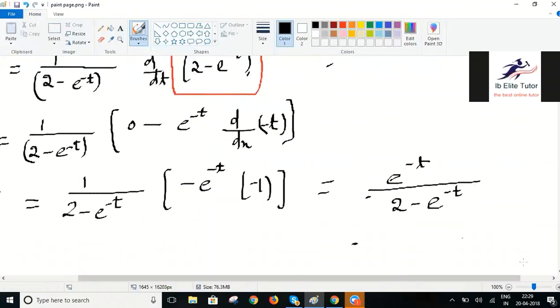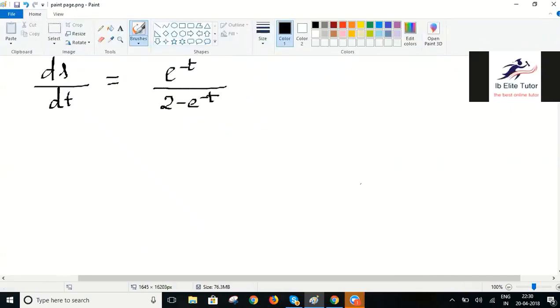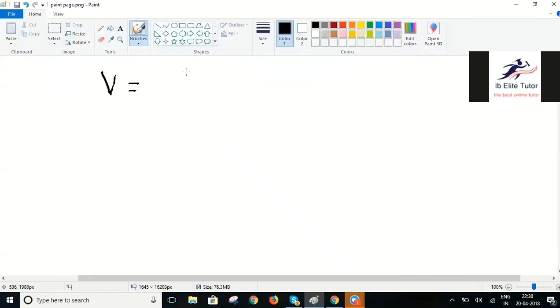So we are done with the first part of the question. We get that the derivative of this thing is e raised to minus t divided by 2 minus e raised to minus t. ds over dt is velocity. This one is velocity.